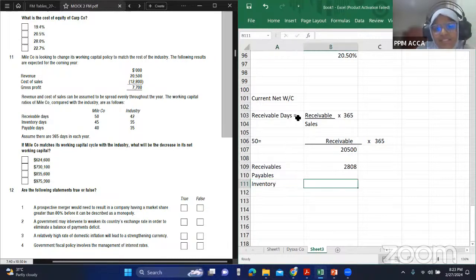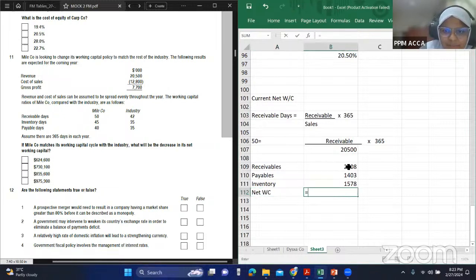Okay. So likewise, you can get the payables and the inventory as well using the respective equations. Just like how receivable days has an equation, payable days has one, inventory days also has. So payables is payables over the purchases or the cost of sales into 365. Inventory will be inventory over the cost of sales into 365. Like how you did for receivables, you rearrange it and you will get answers like this, 1,403. And for inventory, it will be 1,578. Then you get the net working capital, which equals the receivables plus the inventory minus the payables. So that is 2,983. So this is current.